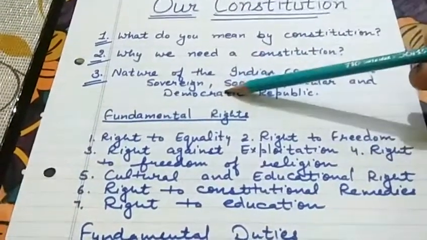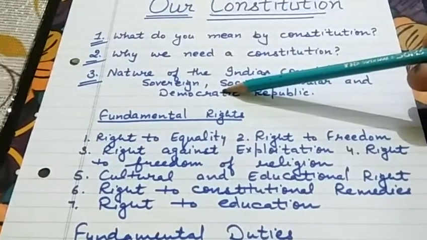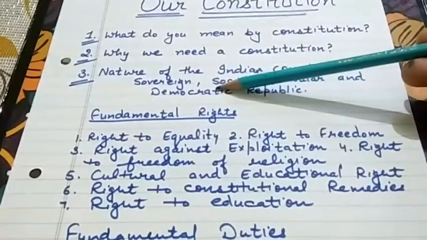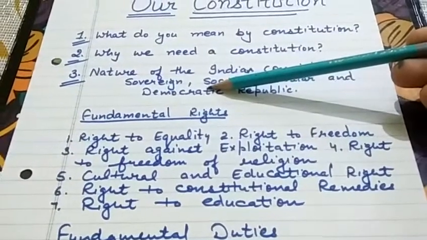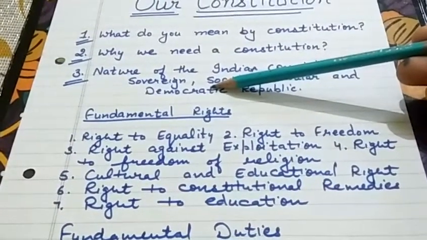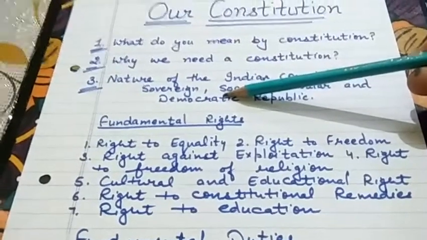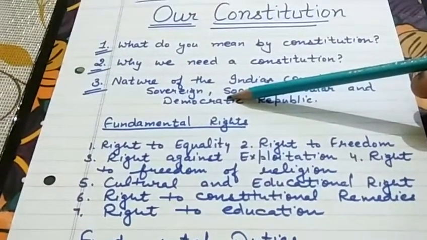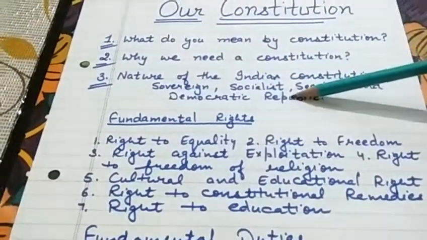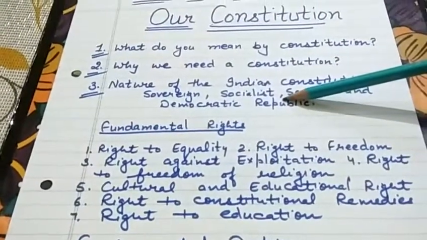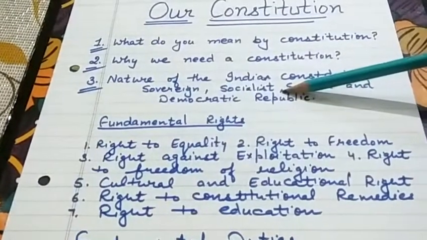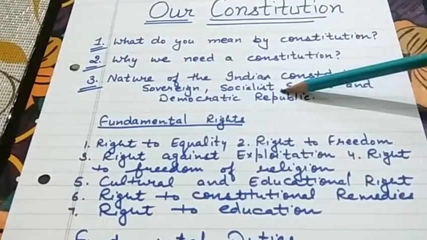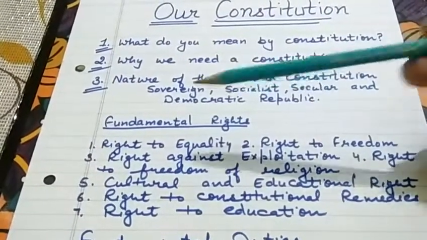Next is democratic. In India, people have the right to choose their government. And citizens above the age of 18 have the right to vote in the elections and choose their government. Next is republic. Republic means the head of the country will be elected by the people. Our president is indirectly elected by the people.